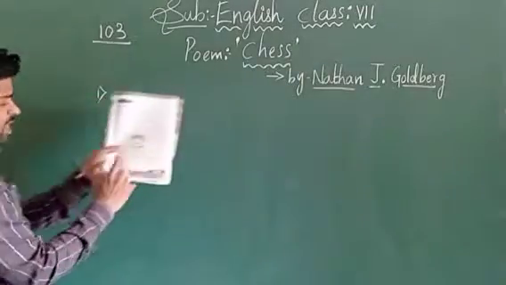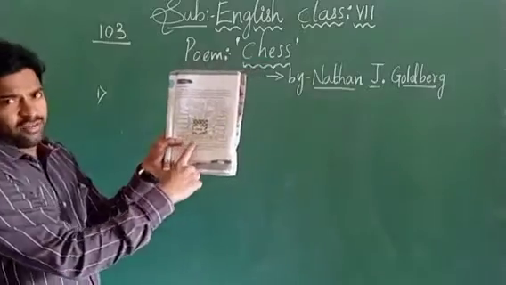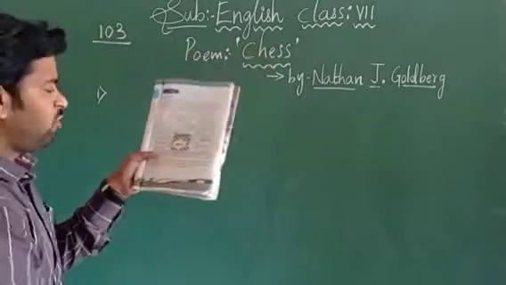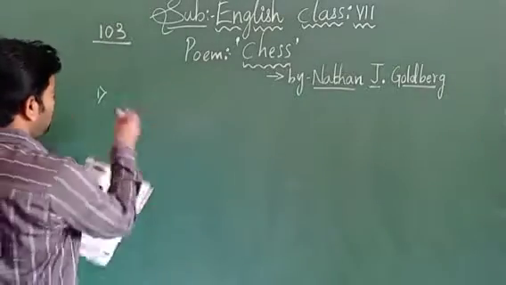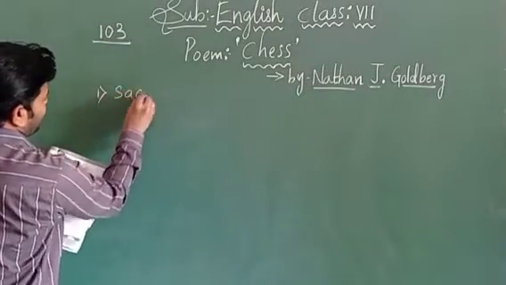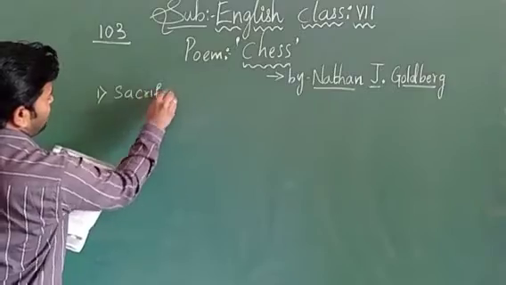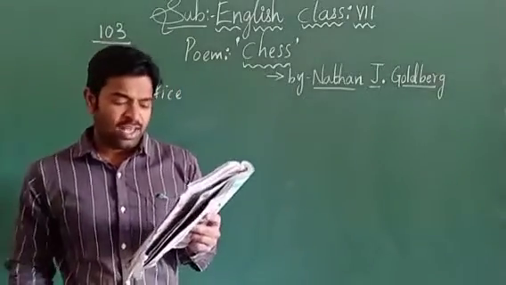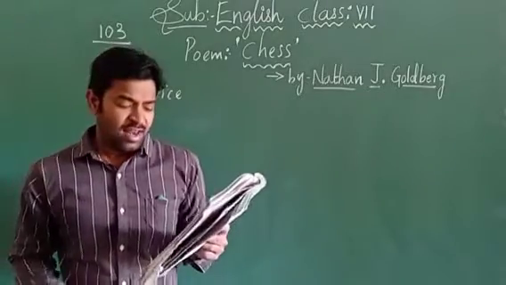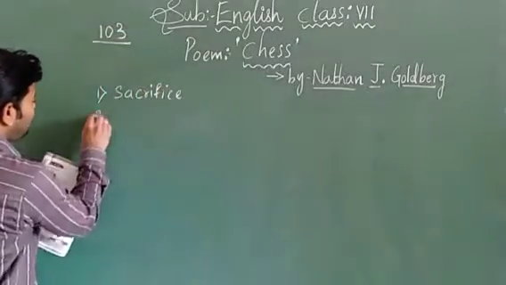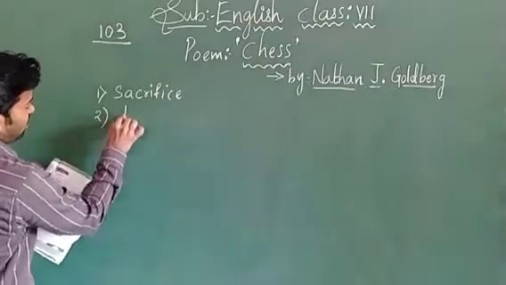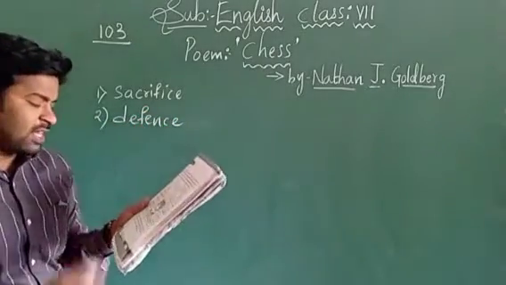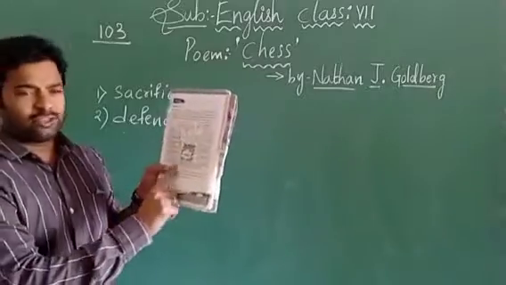Towards the left side, the first box. What are we going to call that one? Sacrifice. S-A-C-R-I-F-I-C-E. Sacrifice is the name of the piece. Next one, the second box, is indicating defense. D-E-F-E-N-C-E, defense. You can see the names in the boxes also, children.